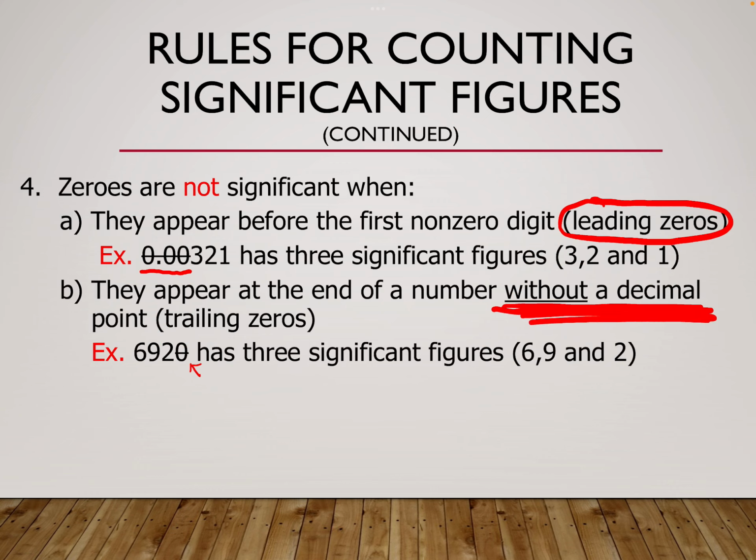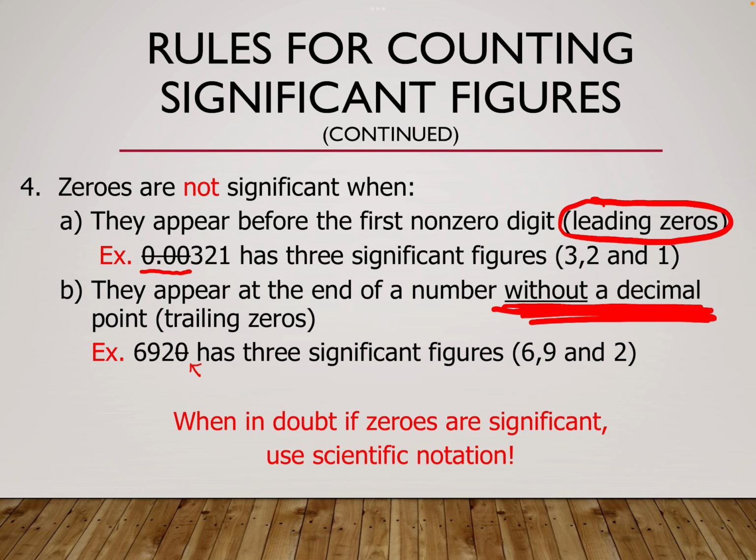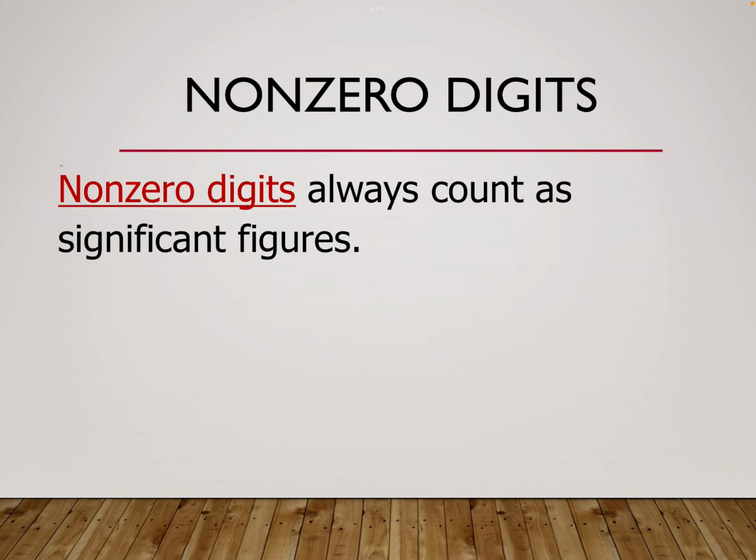Okay, so like I said, zeros are sometimes significant and sometimes not. The zeros are what mess people up. Okay, so make sure you get these rules down. When in doubt, to figure out if the zeros are significant or not, you can use scientific notation, which we'll talk about more at the end of this lecture.